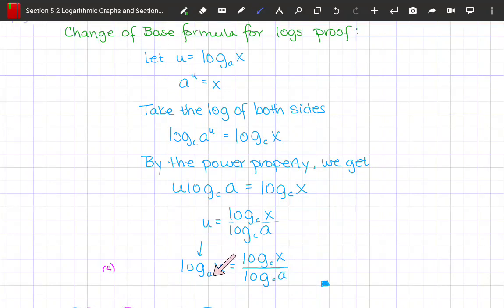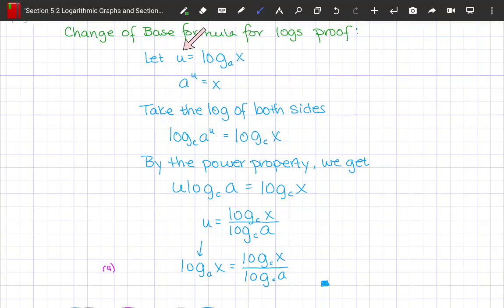And we typically use the change of base formula because a lot of calculators only do base 10 and base e. So how do you use a calculator to find other logs? You end up having to use the change of base formula. So let's see where this comes from.